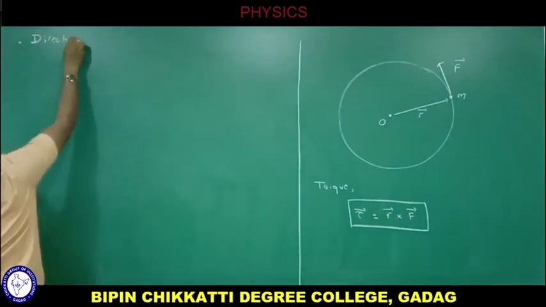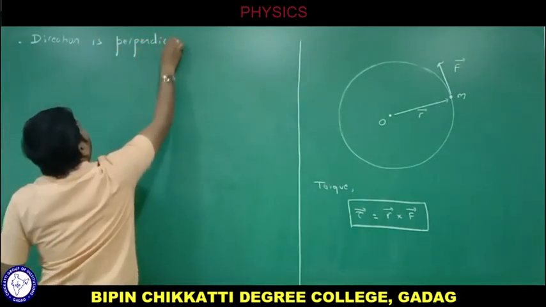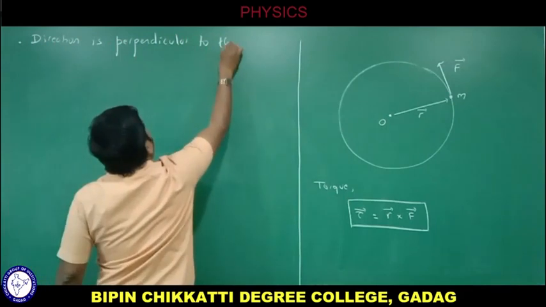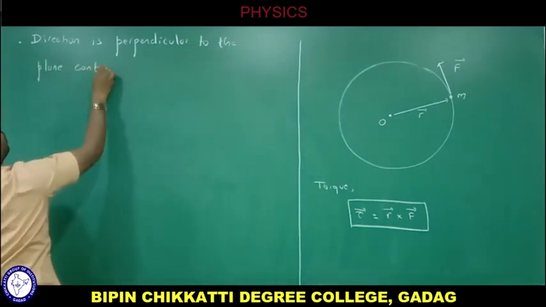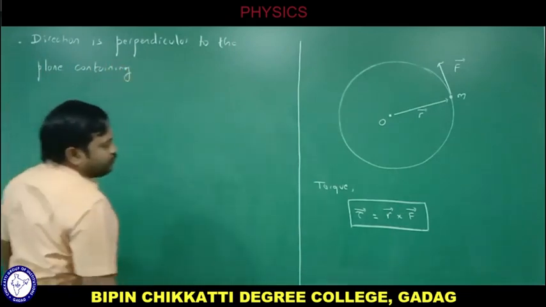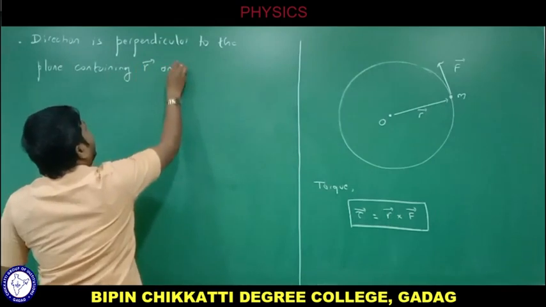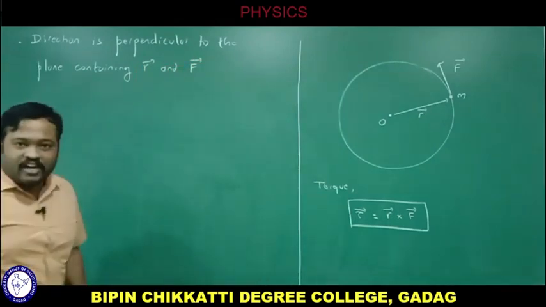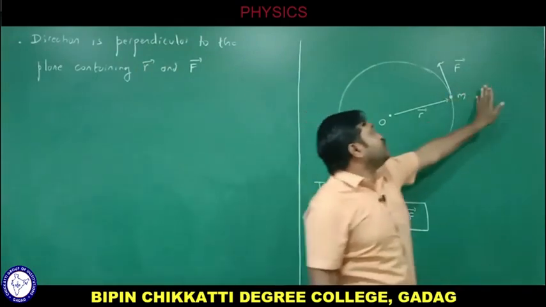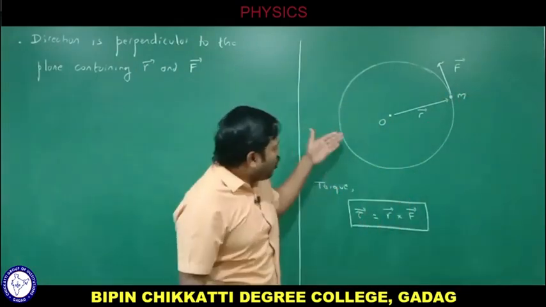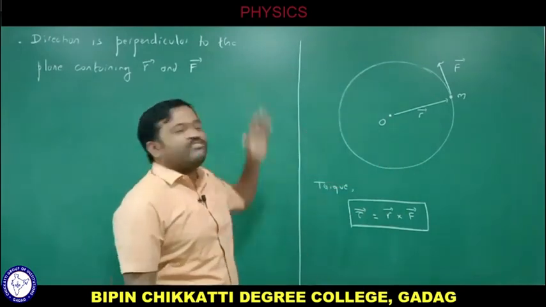Direction of torque. The direction is perpendicular to the plane containing R and F. Where is R? R is on the plane. Where is F? F is on the plane. Then where is torque? Torque is perpendicular to the plane. Either it is towards the observer or it is away from the observer, right?